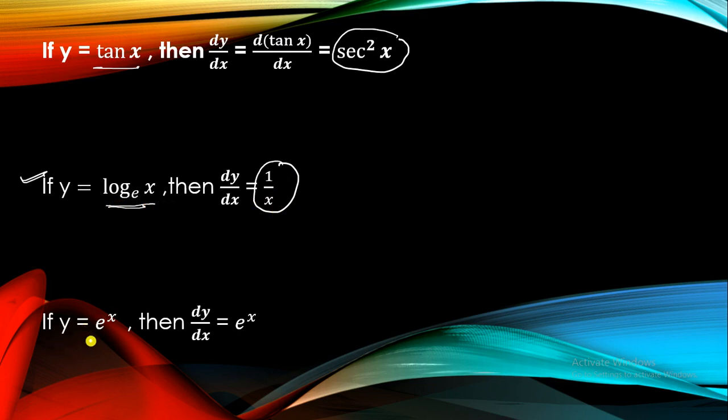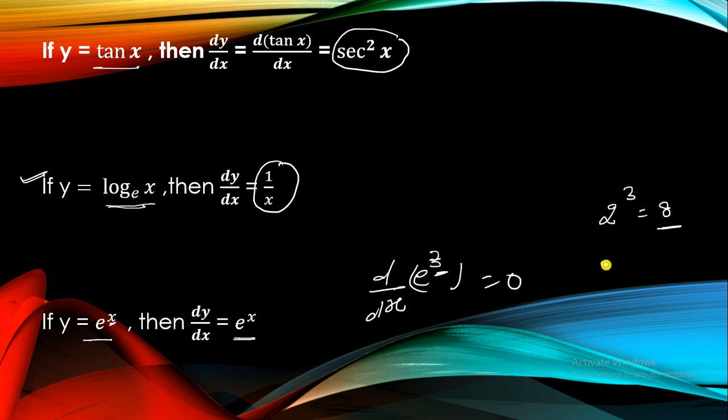Next, if y is equal to e to the power x, then the differentiation is the same. It means there is no change in this term. A question may come to your mind: when we differentiate e to the power 3, the differentiation of this term is 0. But here the power is x, where x is a variable, not a constant, whereas in that situation the power is constant. Similarly, given 2 to the power 3, the answer becomes 8. It means constant, but 2 to the power x is variable. Why? Because we don't know the value of x. This e is the exponential function.